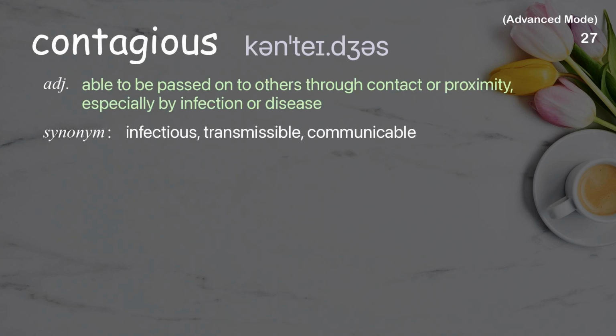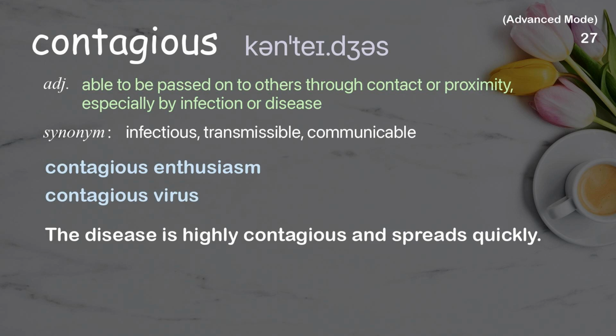Contagious. Able to be passed on to others through contact or proximity, especially by infection or disease. Examples: contagious enthusiasm, contagious virus. The disease is highly contagious and spreads quickly.